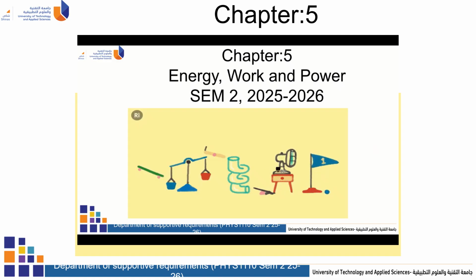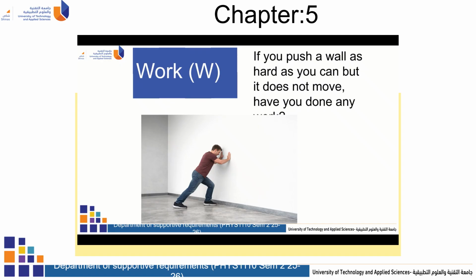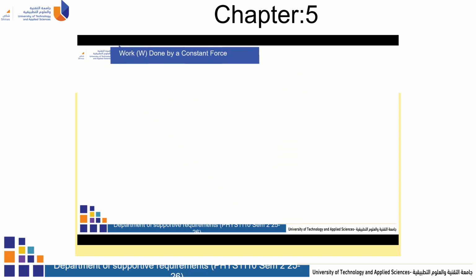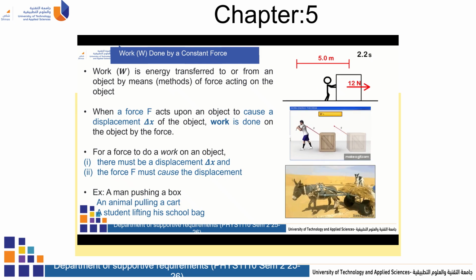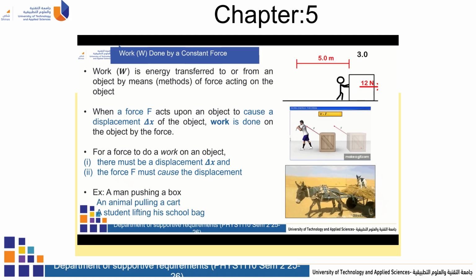This is chapter number 5, and the title of the chapter is Energy, Work, and Power. This diagram is showing that one person is pushing the wall. This is a kind of mechanical work. And here also, the work is shown with the help of the diagram.